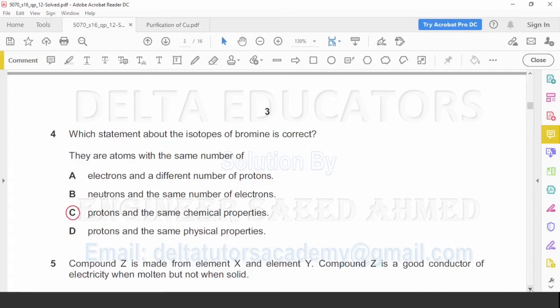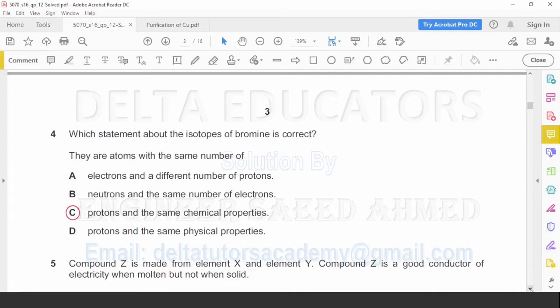What is given in option D? Protons and the same physical properties. Yes, protons are the same, but physical properties are not the same because of the different number of neutrons. Since the number of neutrons is different in isotopes, the atomic mass of the atoms will be different.